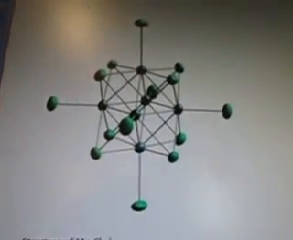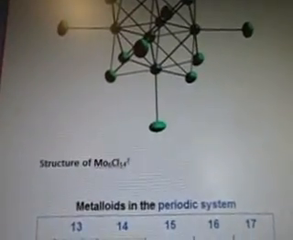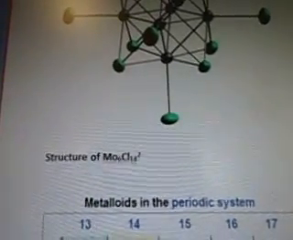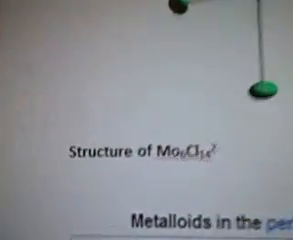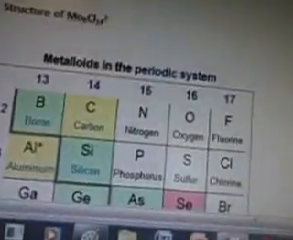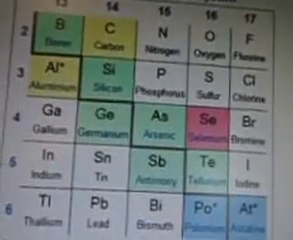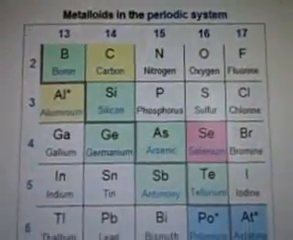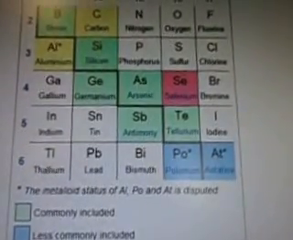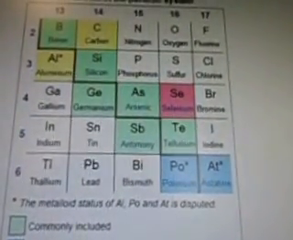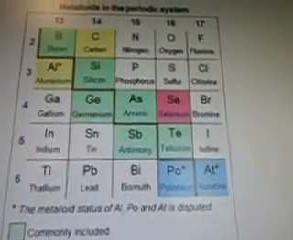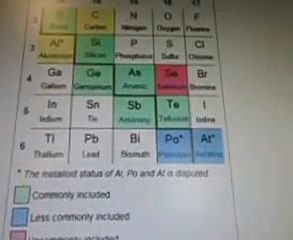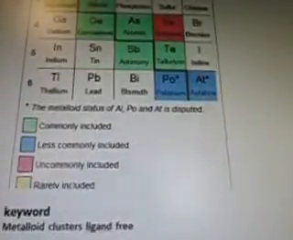This is quite the little design here. That's a structure of Mo6Cl14. That number there, I don't know how to read it. Metalloids in the periodic system. So this came up as well. It talks about boron, carbon, aluminum, silicon, arsenic. And a lot of these things that come up are mentioned in the videos. So, okay, so keyword metalloid clusters ligand freed.